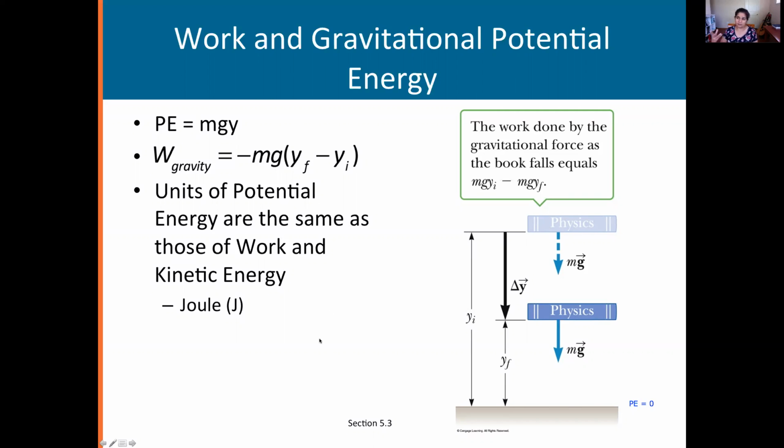And that work will be in joules, just like energy is in joules. So work and energy are very closely related.